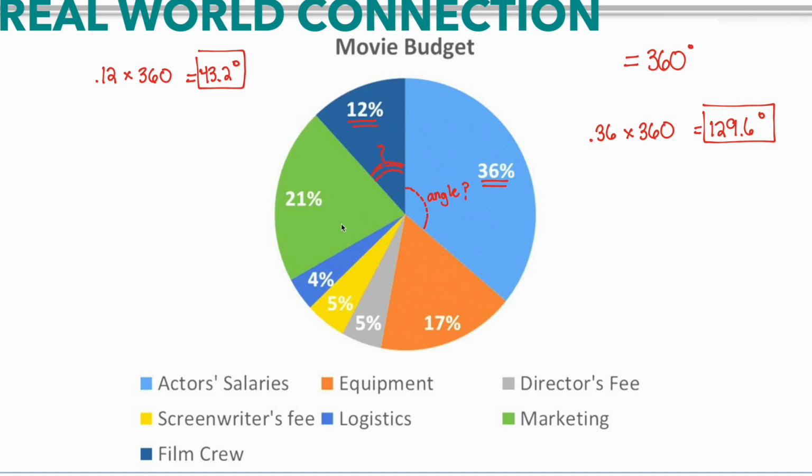Same thing with 21%, 4%, 5%, and the rest. If you take the percent and make it a decimal, which in this case would be 0.21, and multiply it by the fact that an entire circle is 360 degrees, you will get the actual central angle of each of those parts.